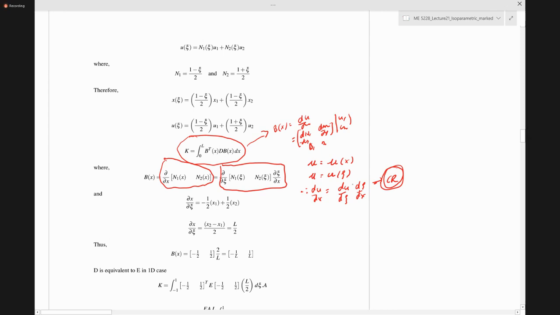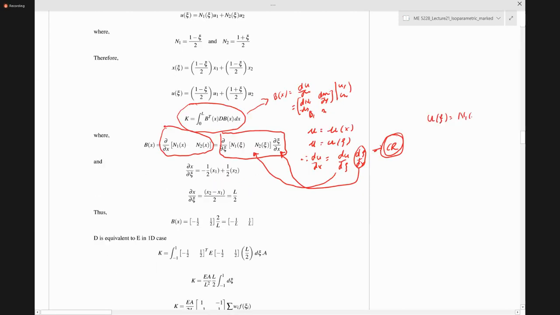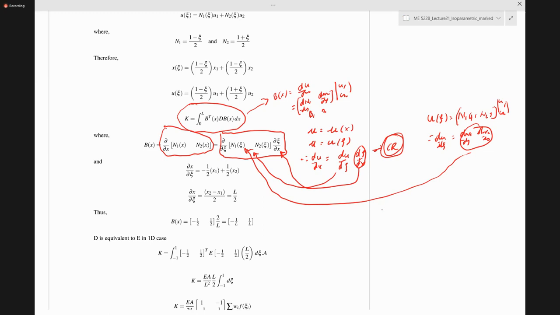Yes. That makes sense. Now, du by dx is this one, and du by dC is this one. Do you agree? Right? U of C is equal to N1 of C, N2 of C, U1, U2, right? Therefore, du by dC is equal to dN1 by dC, dN2 by dC, right? That's what I did here. Can you see that? And dx by dC, x equals N1, N2, we mapped it, right? X1 and X2, correct? Therefore, dx by dC equals dN1 by dC, dN2 by dC times x1 and x2.